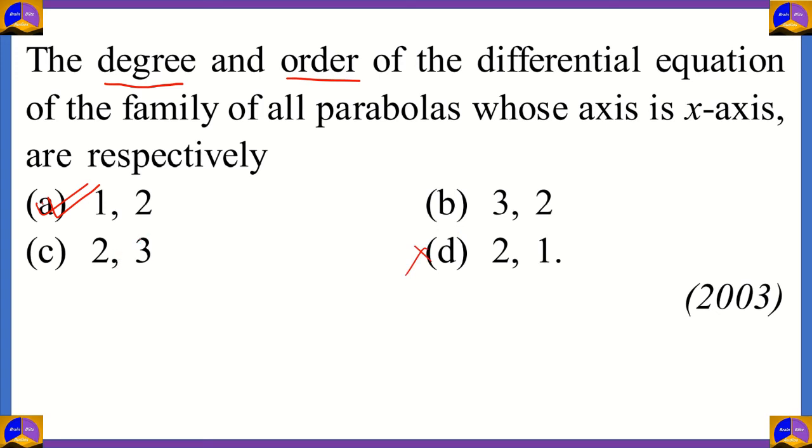So over here in option C, the order is incorrect, and in option B, the degree is incorrect. So therefore both those options are incorrect. In option D, the order and the degree are switched, so the value of the degree is given as the order and the value of the order is given as the degree, which is again incorrect. So the right answer is option A for this question asked in 2003.